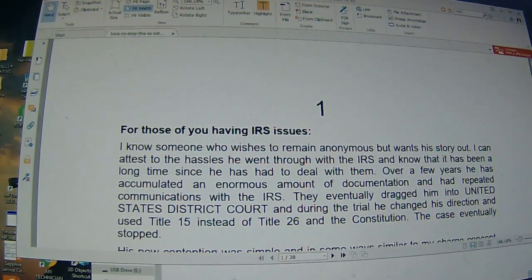It states here, for those of you having IRS issues, I know someone who wishes to remain anonymous but wants his story out. I can attest to the hassles he went through with the IRS and know that it has been a long time since he has had to deal with them. Over a few years, he accumulated an enormous amount of documentation and had repeated communication with the Internal Revenue Service. They eventually dragged him into the United States District Court, and during the trial, he changed his direction and used Title 15 instead of Title 26 in the Constitution. The case eventually stopped.